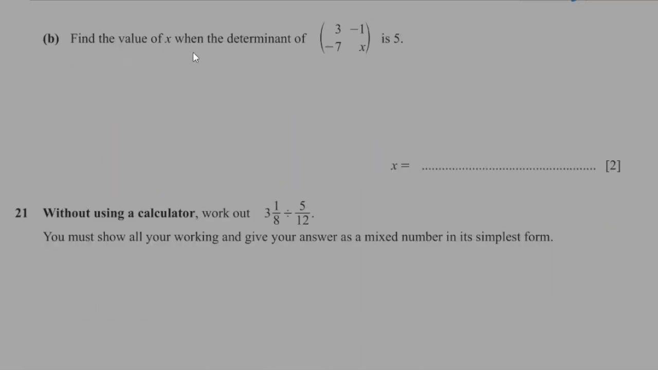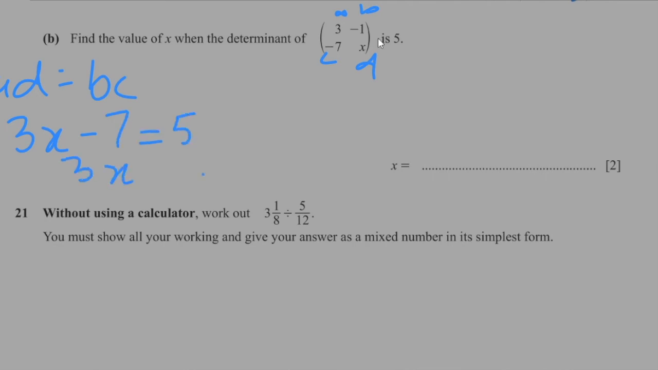Right, find the value of x when the determinant of 3, negative 1, negative 7, and x is 5. So determinant means AD minus BC. So this is A, B, C, and D. And that means AD, that is 3x, minus B into C, which is 7, is equal to 5. Which means 3x is equal to 5 plus 7, which is equal to 12. And so x is equal to 12 divided by 3, which is equal to 4.